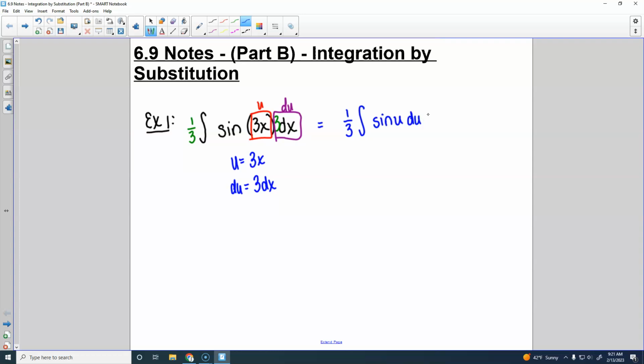And once you get it to the place where you have plugged in your u and du, you should have something that you can integrate fairly easily, using just trig rules, power rules, something like that. So here, what is our integral of sine of u? It's negative cosine. So we're going to have negative 1/3 cosine of u plus c. And if we substitute back in, it's going to be negative 1/3 cosine of 3x plus c.